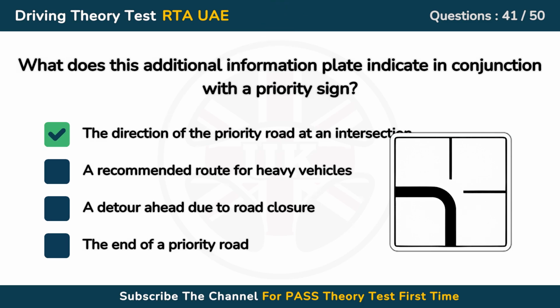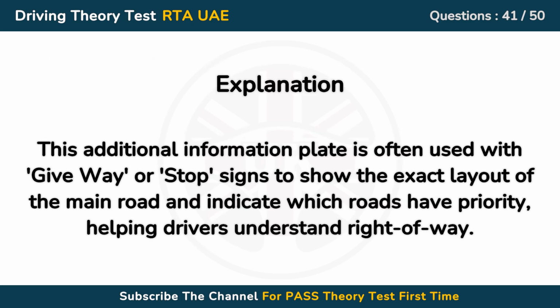Answer is A, the direction of the priority road at an intersection. This additional information plate is often used with give way or stop signs to show the exact layout of the main road and indicate which roads have priority, helping drivers understand.